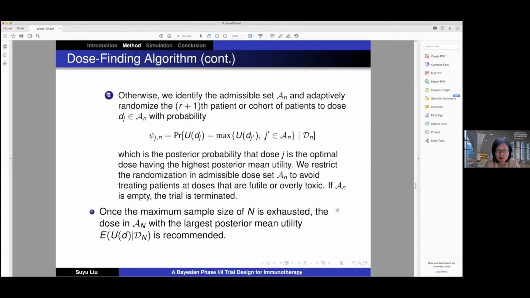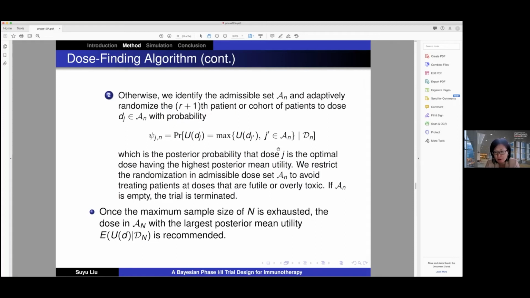And then we will identify the admissible set A_n and adaptively randomize the newly coming cohort of patients, cohort r plus one, to dose level d_j with a probability specified like this here, which is the posterior probability that dose j is the optimal dose, having the highest posterior mean of utility. And we restrict the randomization only to the admissible doses in A_n to avoid treating patients at doses that are futile or overly toxic.